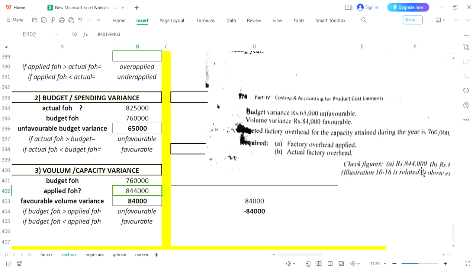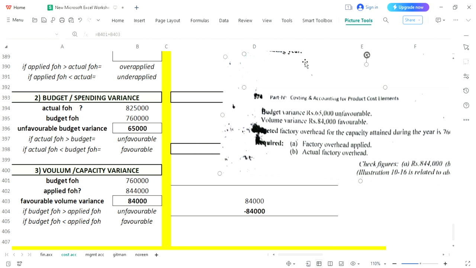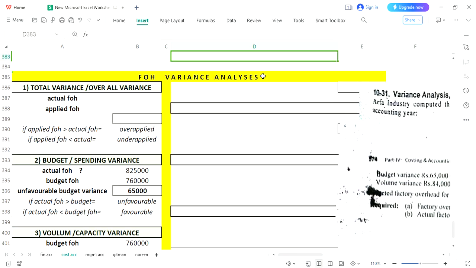The answer you can see is 8,44,000 over here. So both answers have arrived. Budget actual FH was unknown over here, 8,25,000, and you can see the requirement has been completed, and then applied FH was required. Applied FH 844,000 has been calculated. And one more interesting thing you have seen over here is what? Your supporting calculations are absolutely vacant.